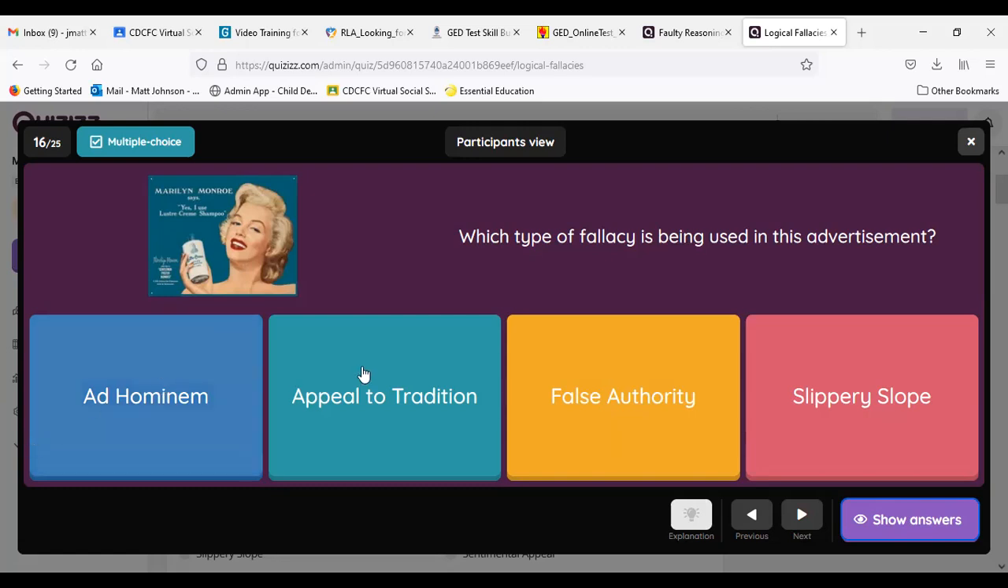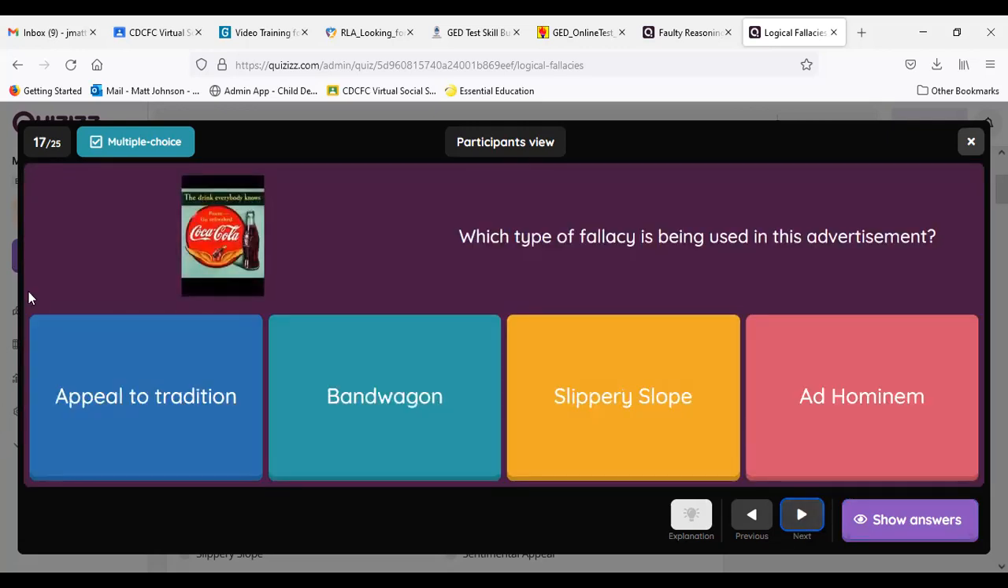All right. So yeah, so that's a false authority. Just because Marilyn Monroe uses Luster Cream shampoo, maybe, that doesn't mean you should use it as well. Okay. All right. Grace, you give that one a try. Okay.